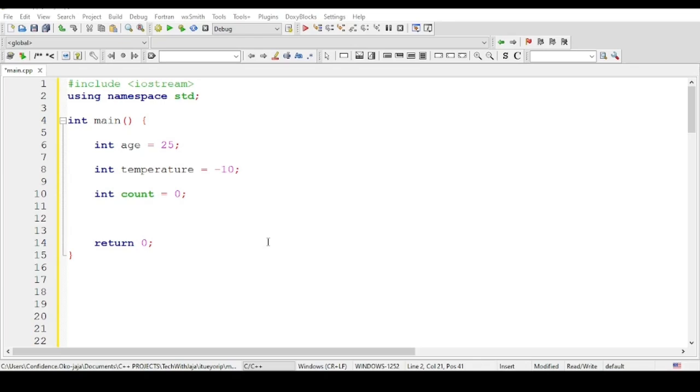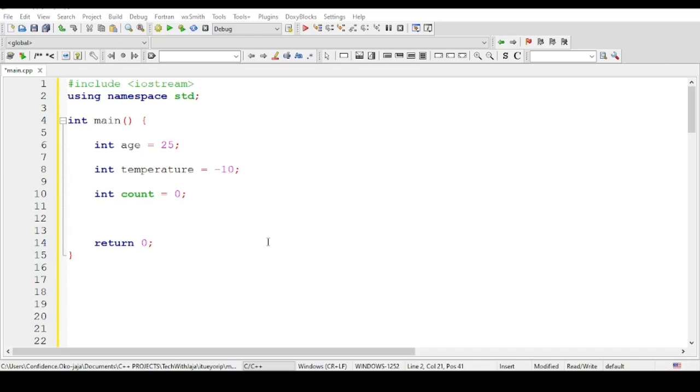So from the example on the screen, we are initializing three integer variables: age, temperature, and count. Age is set to 25, representing a person's age. Temperature is set to -10, representing a negative temperature, and count is set to 0, typically used to represent a counter or a starting value.